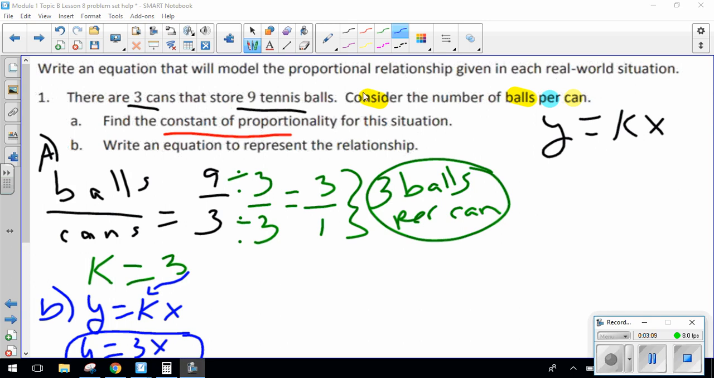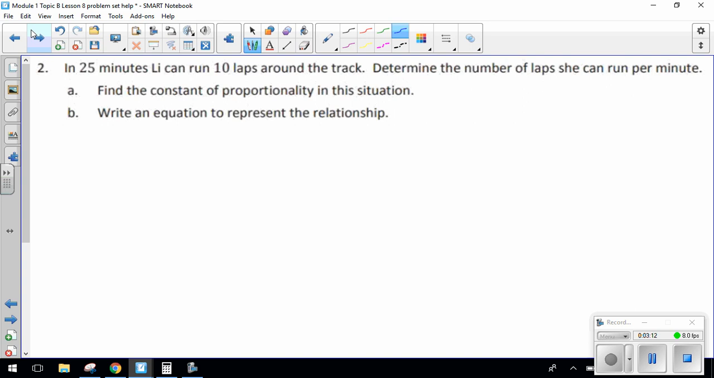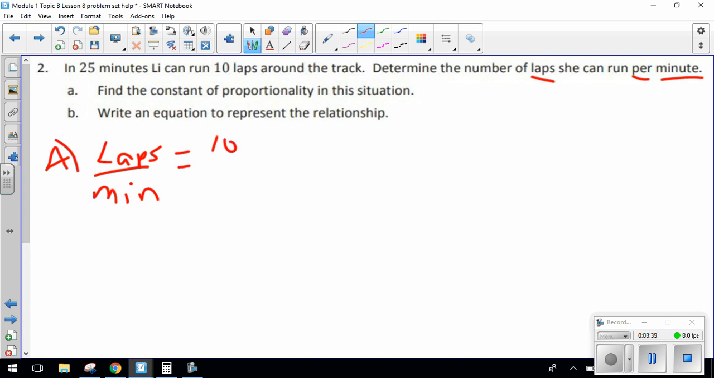Let's move on to number 2. Number 2 says in 25 minutes, Lee can run 10 laps around the track. Determine the number of laps she can run per minute. So laps per minute. That's how I'm going to set up my ratio for part A. So laps to minutes. I'm going to show you this problem in 2 separate ways for part A. So she can run 10 laps in 25 minutes.